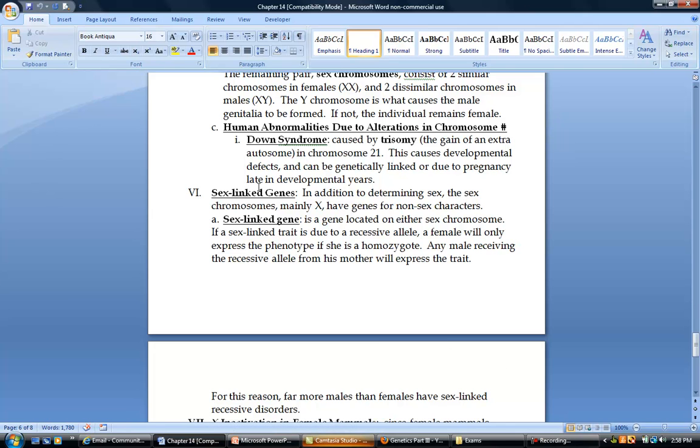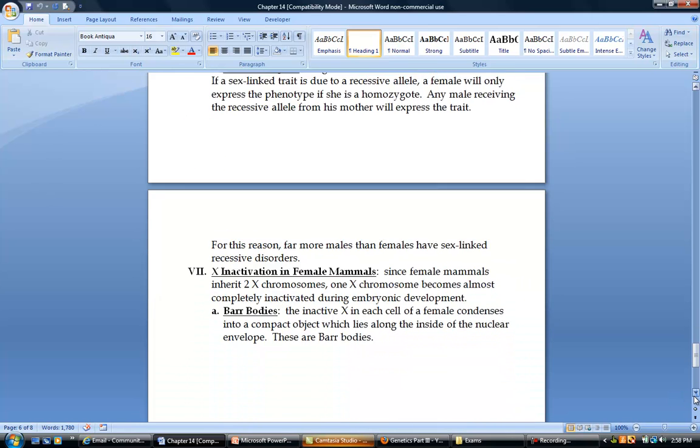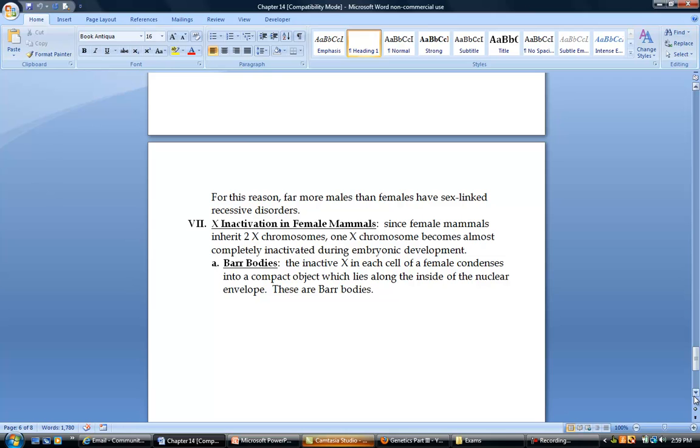Now, another thing we can talk about is sex-linked genes, and that's what hemophilia was an example of. And like I said, I'm going to post an example of that online for you guys, and I'm also going to go over that with you in class. Then the last thing we're going to talk about is going to be inactivation in females. So we've talked about the fact that females have 2 X chromosomes, and so if you have 2 X's, you don't really need that second one.